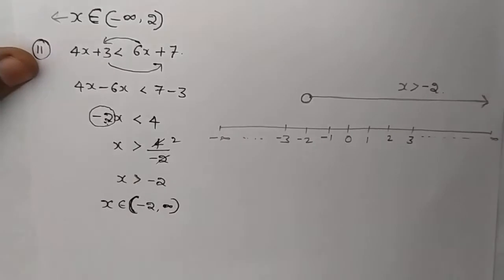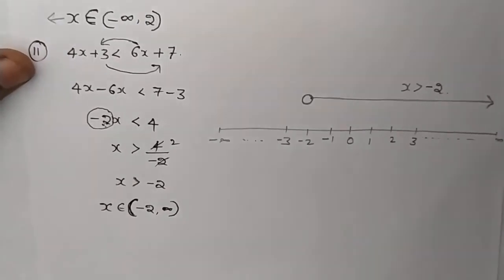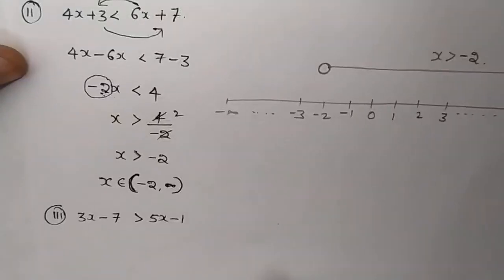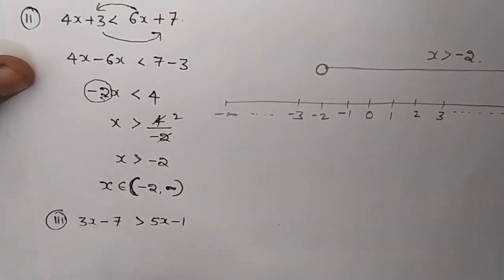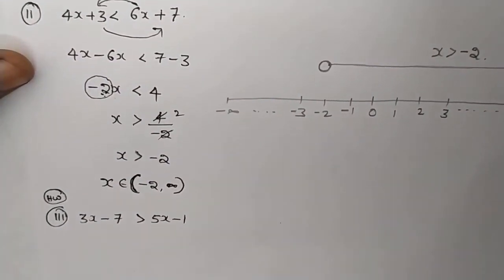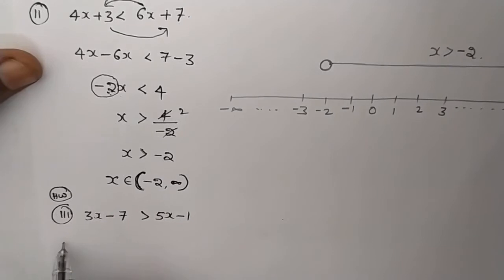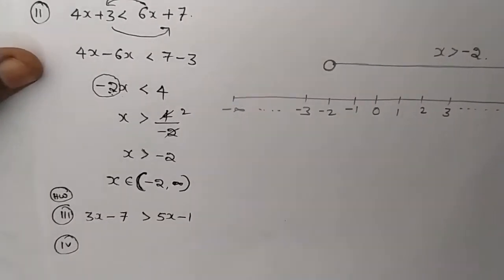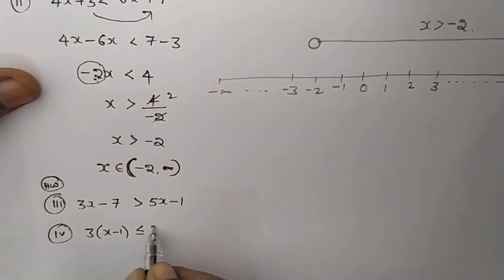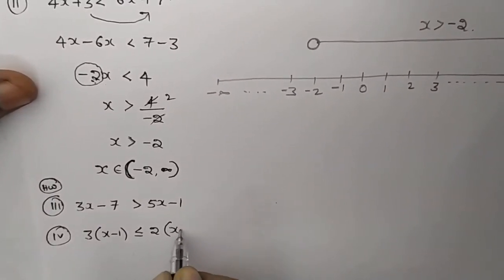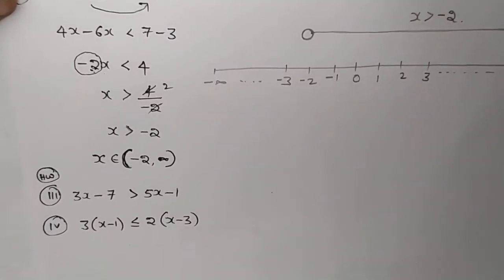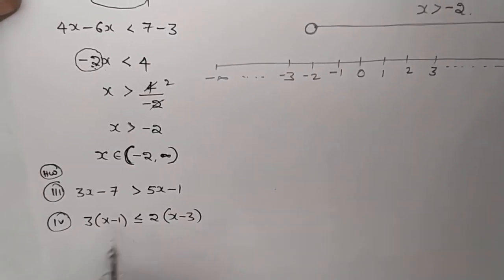So based on these questions, I am going to give you some homework problems. 3x minus 7 is greater than 5x minus 1. It is the homework question for you. Okay. Next, let us take one more problem. Fourth problem: 3 into x minus 1 is less than or equal to 2 into x minus 3. Less than or equal to means included.